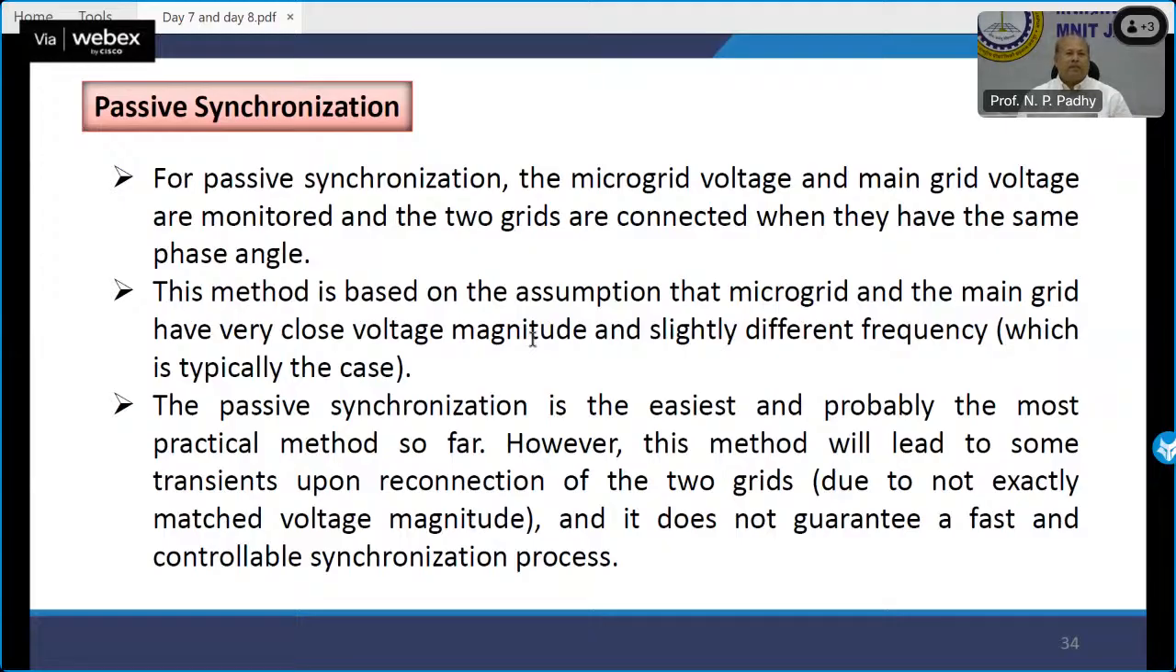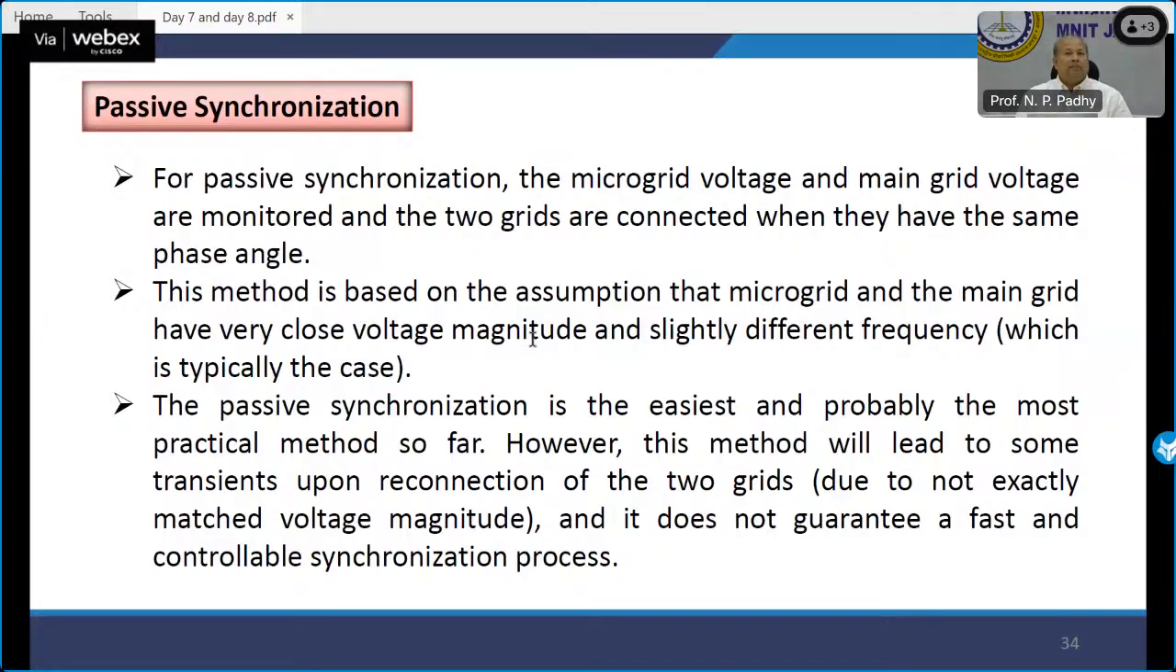For passive synchronization, the microgrid voltage and main grid voltage are monitored and the two grids are connected when they have the same phase angle. So you can keep on measuring the phase angle. When they are of the same phase angle, you can plug them. This method is based on the assumption that the microgrid and the main grid have very close voltage magnitude, the same magnitude, and slightly different frequencies, which is typically the case. Passive synchronization is the easiest and probably the most practical method so far. That's what we do in the lab also.